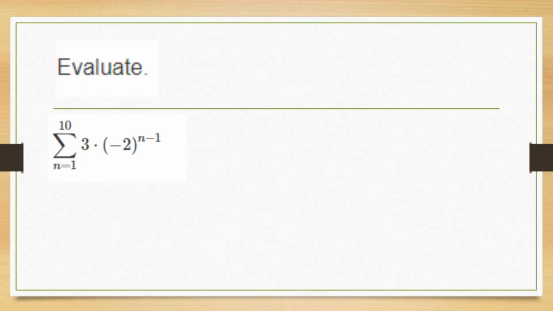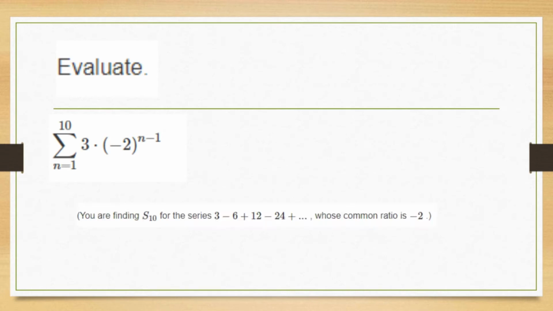Evaluate the summation of 3 times the quantity of negative 2 raised to the power of n minus 1, where n is equal to 1 to 10. You are finding S10 for the series 3 minus 6 plus 12 minus 24 plus, whose common ratio is negative 2.